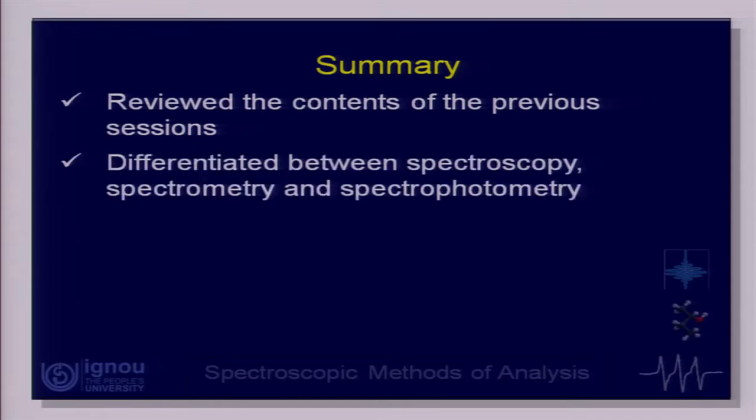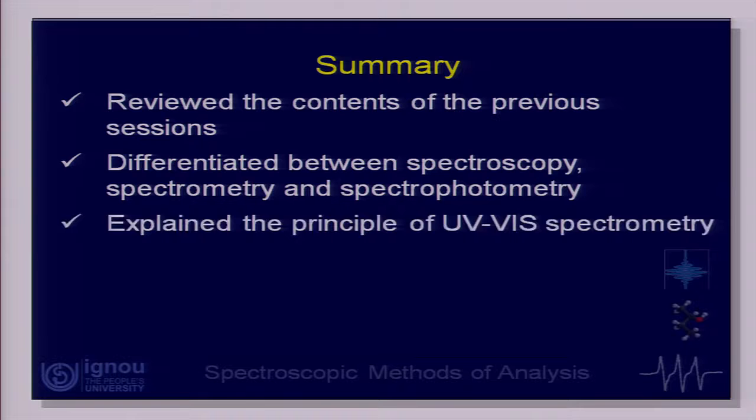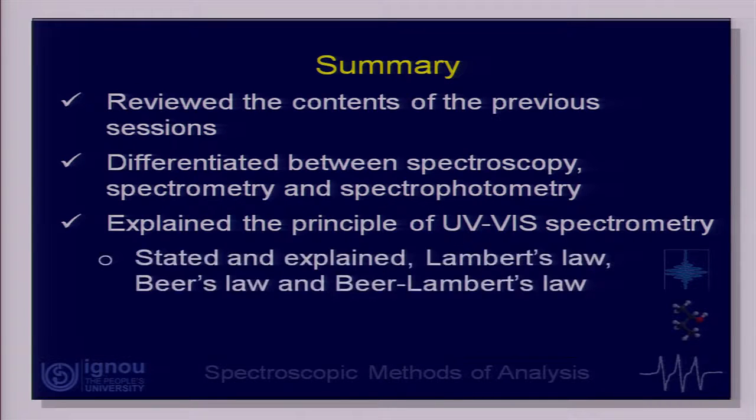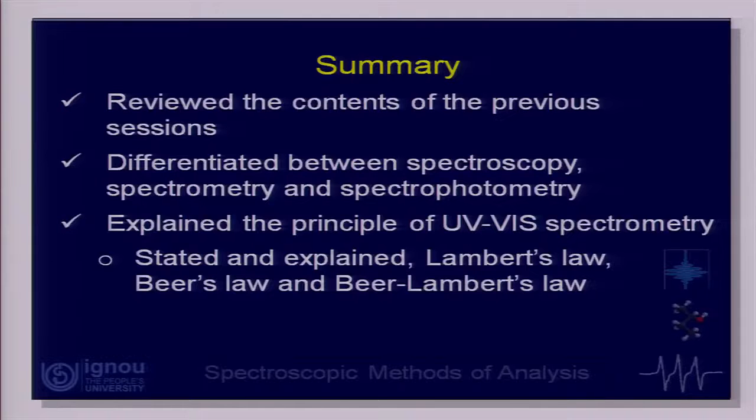Now, let us sum up what we have done today. We started by reviewing the contents of the previous session, and thereafter we differentiated between 3 closely related terms, that is spectroscopy, spectrometry and spectrophotometry. Having done that, we came down to the main theme of today's session, the principle of UV visible spectrometry, and in this context we talked in detail about the 3 important laws: Lambert's law, which relates the intensity of transmitted light and the thickness of the medium, Beer's law, which relates concentration and the transmitted radiation, and the Beer-Lambert law, the 2 put together. Thank you.